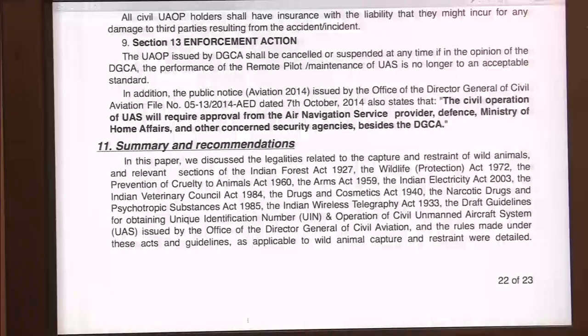Now, it is important to note here that most of these acts and rules are changing with time because we are getting newer and newer technologies, these acts and rules are getting amended. So, whenever any person wants to perform immobilization of wild animals in a reserve area, then it makes a lot of sense to go through all of these acts once more to see if there has been any amendment in any of those provisions and whether you have all the required licenses with you, all the required permissions with you.